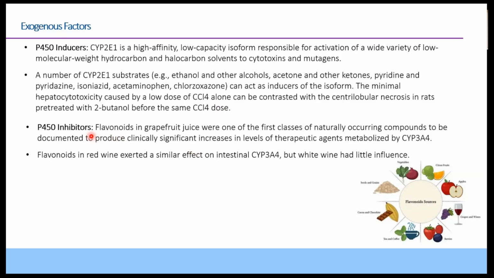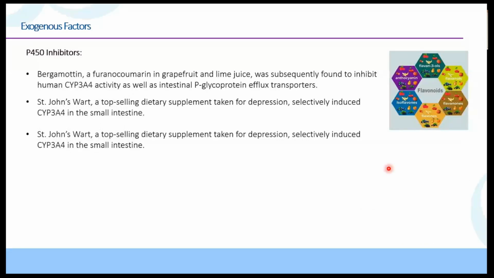Then moving on to P450 inhibitors. Flavonoids in grapefruit juice were one of the first classes of naturally occurring compounds to be documented to produce clinically significant increases in levels of therapeutic agents metabolized by CYP3A4. Flavonoids in red wine exerted a similar effect on intestinal CYP3A4, but white wine had little influence. So now you know which wine is safer to drink next time.